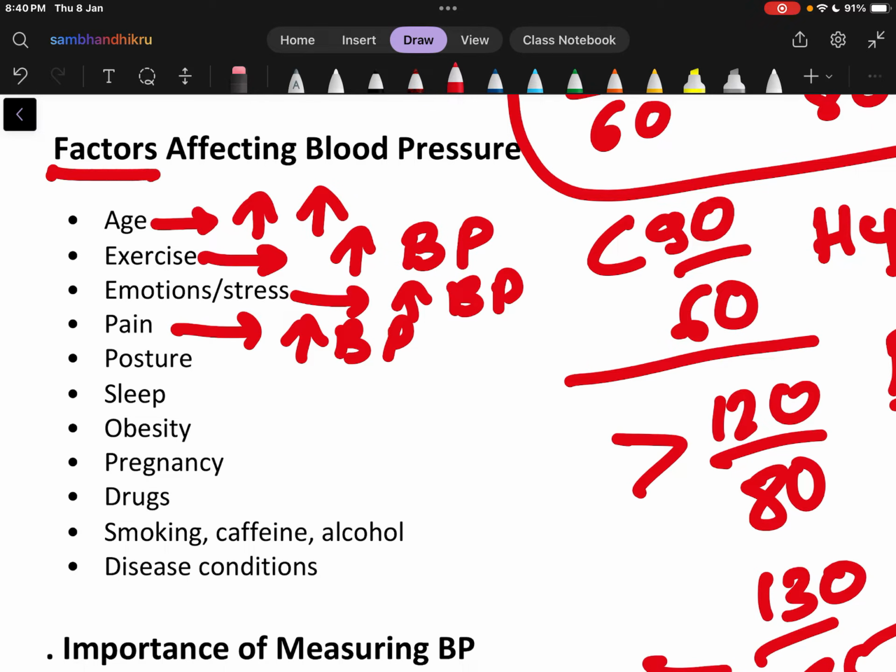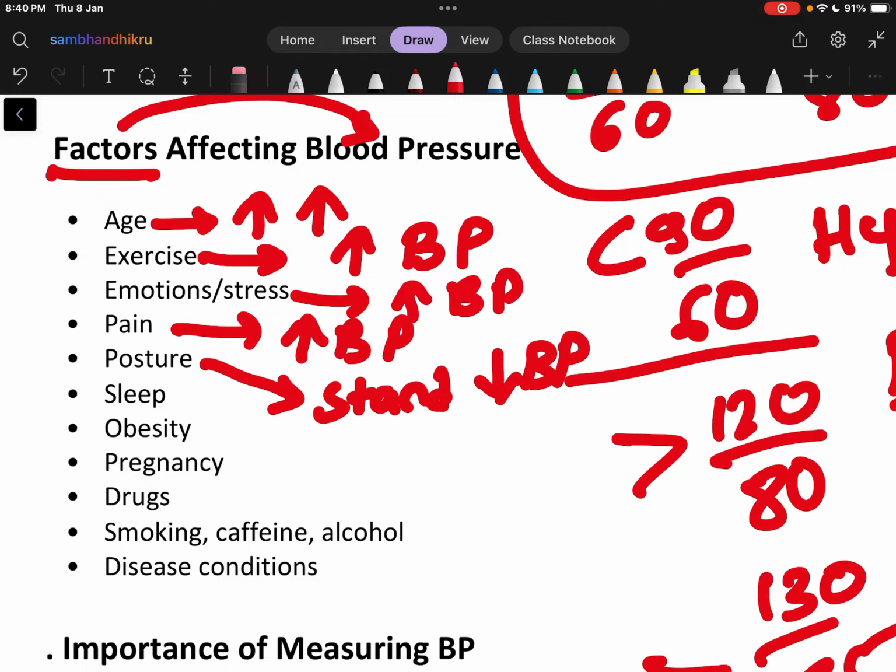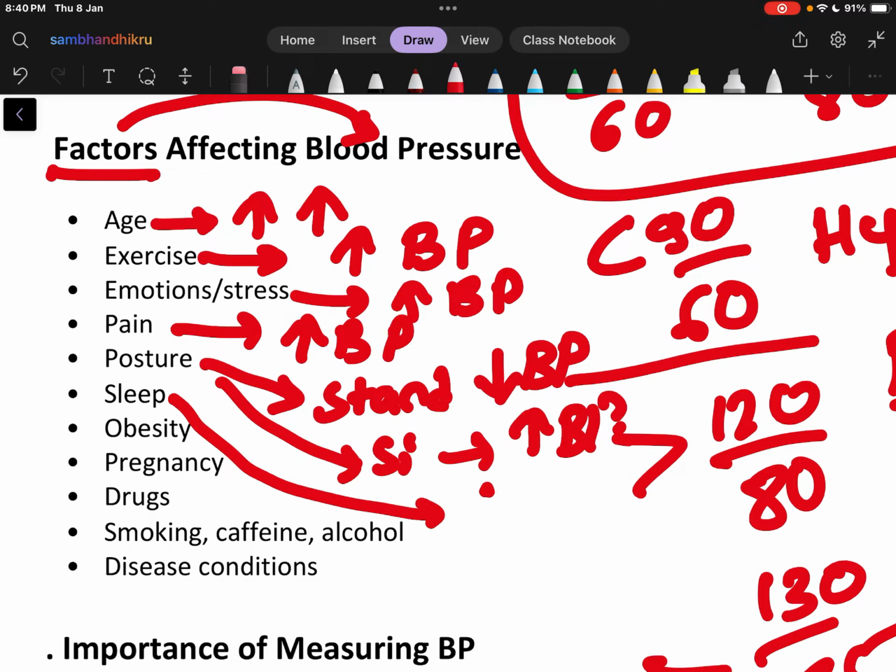What are the factors that will affect the BP? Posture: standing will decrease the BP, please do remember. Sitting will increase the BP. Sleeping will decrease the BP. Next, obesity will increase the BP, pregnancy will increase the BP.